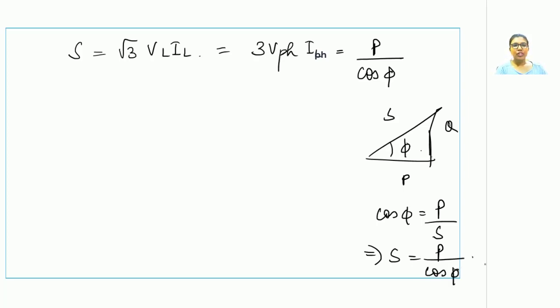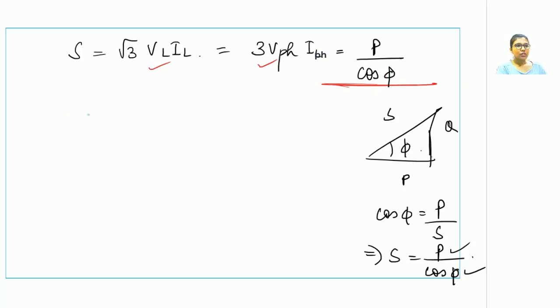The value of cos phi is readily available because in most of the questions one will be asked to figure out the value of cos phi, and power is also asked in most of the questions. So both the values are known to us. So using both the values, one can figure out the value of S. So these are the three sets of expressions that one can use. However, I'll be solving numericals based on this expression, as the values of the numerator and denominator both are known to me.